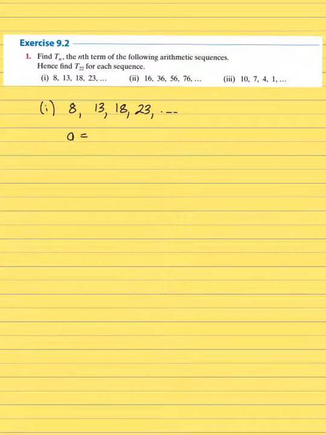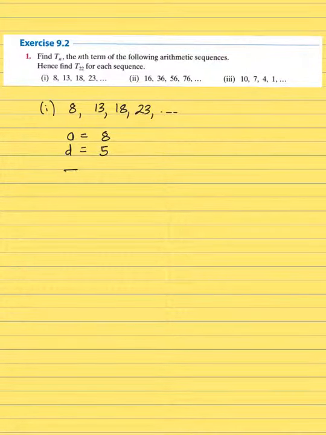We'll do question 1, part 1 here from the exercise. We're asked to find Tn, the nth term, the general term, and then we're asked to use that to find T22. Looking at the first one, the sequence is 8, 13, 18, 23, and so on. And we can see quite quickly that the first term, A, is 8, and the common difference, that's the amount between each term, is 5.